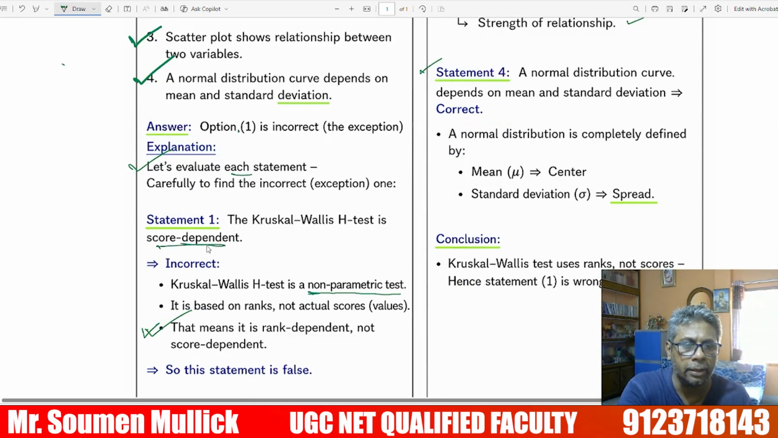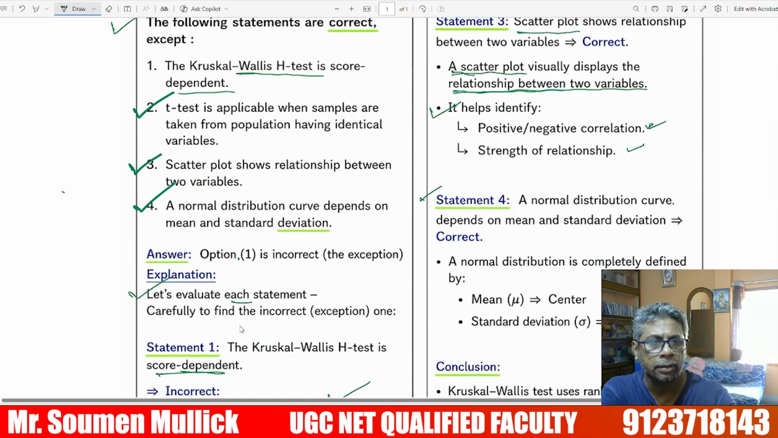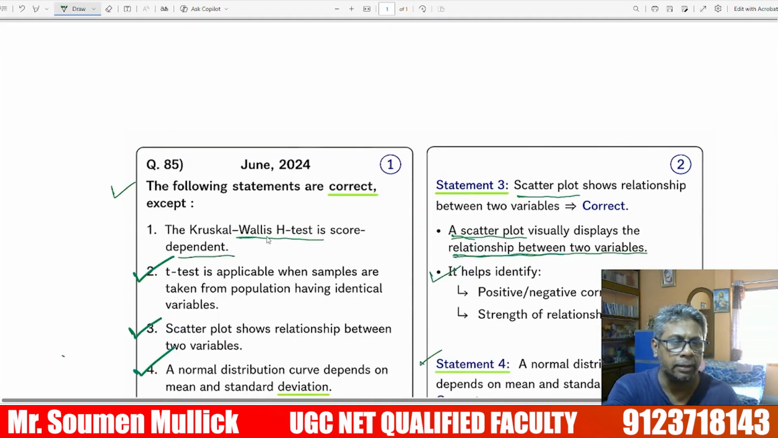The Kruskal-Wallis H test is a non-parametric statistical test and it is based on rank, not actual score. So this is rank dependence, not score dependence. Our statement says the Kruskal-Wallis H test is score dependent. This is wrong. It should be rank dependent. So this statement is the wrong statement.